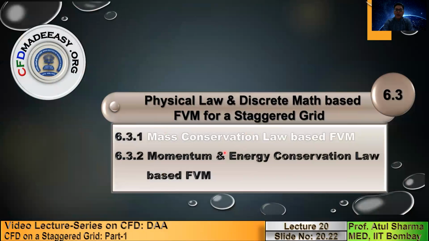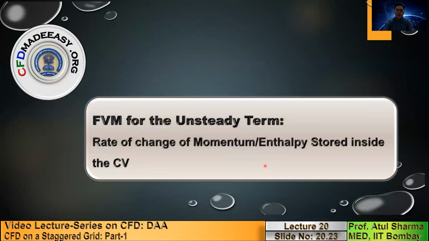From the mass conservation law, let us move on to the transport process by the momentum and energy conservation law, where we will use advection and diffusion. But other than this, we'll also need to take care of pressure. Let us start term by term. First, we'll take the finite volume method for the unsteady term. There are two rates of change. The first rate of change leads us to the unsteady term. The second rate of change leads us to the advection term. The first rate of change of momentum or enthalpy is stored inside the control volume.